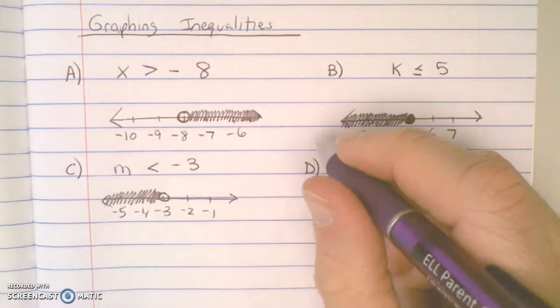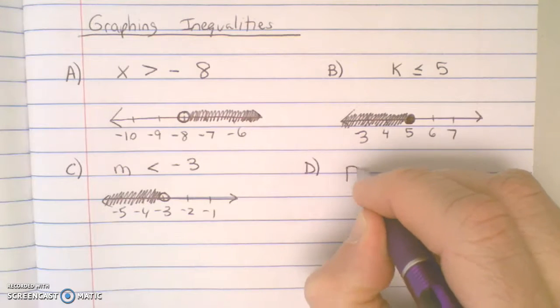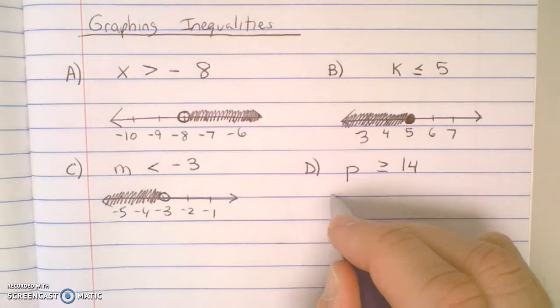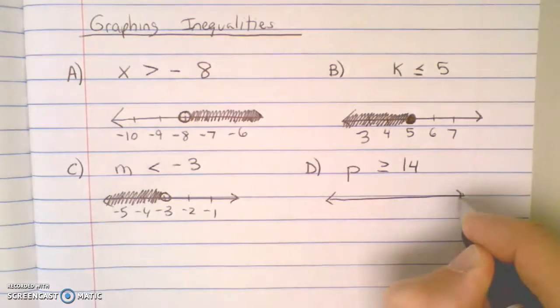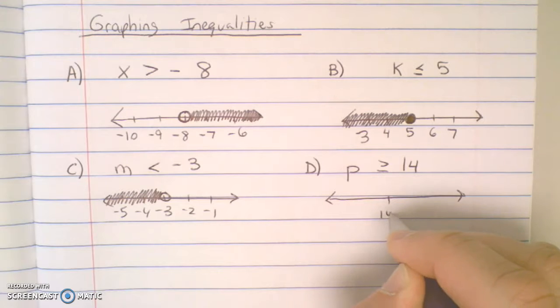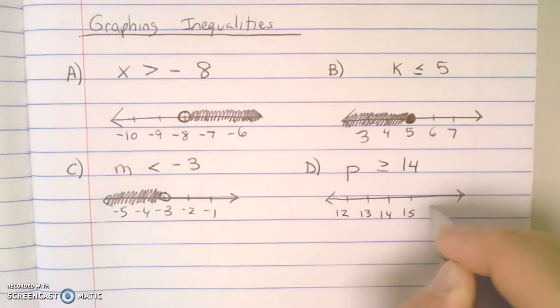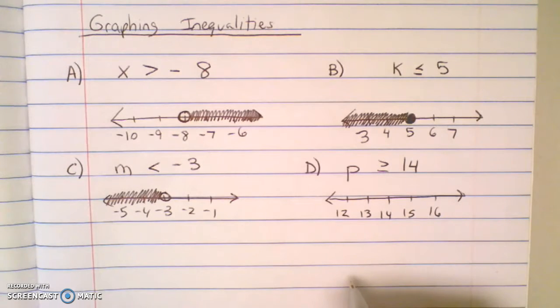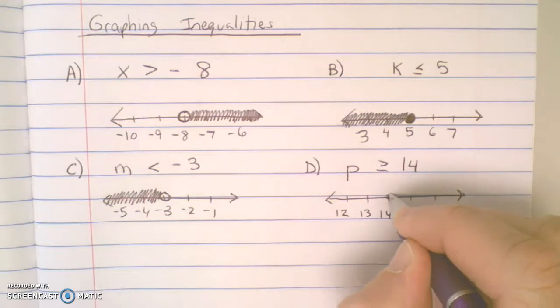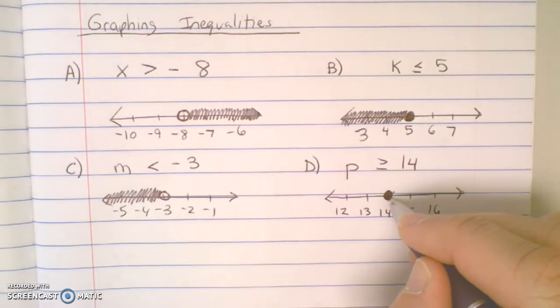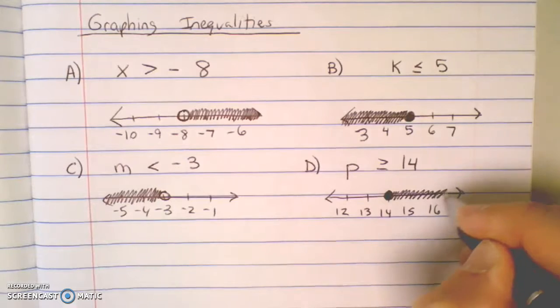And for our last example, we'll do x is greater than or equal to 14. So I need to shade in all the numbers that are bigger than or equal to 14. So I'm going to create my number line. Remember, you're putting your numbers in order from least to greatest. When it's greater than or equal to, use the closed dot. And you shade everything that's bigger than 14 on your number line.